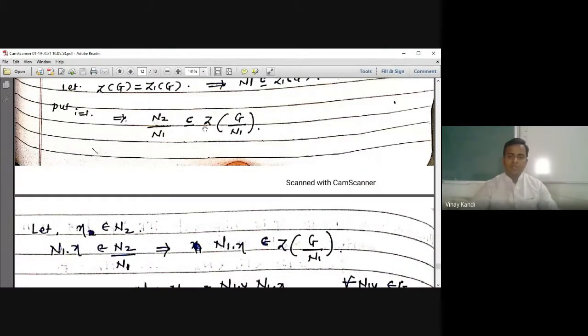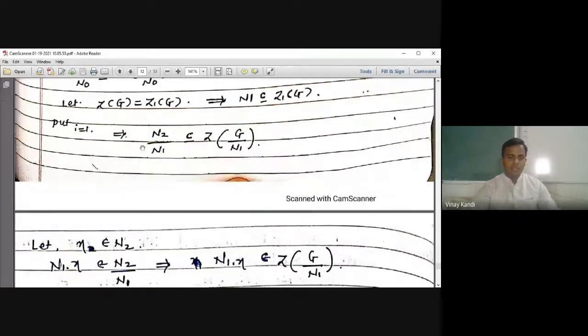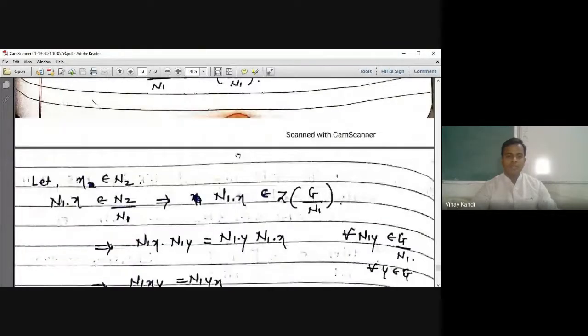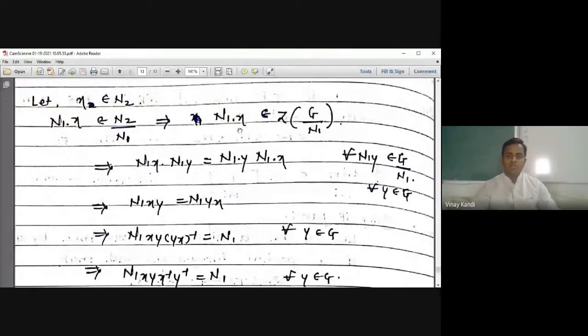N2 is the subset of which one? Sorry, N2 upon N1 is the subset of Z of G upon N1. So taking X in N2 upon N1, we get X belongs to center of G upon N1. Hence, we get N1 of X belongs to Z of G upon N1.